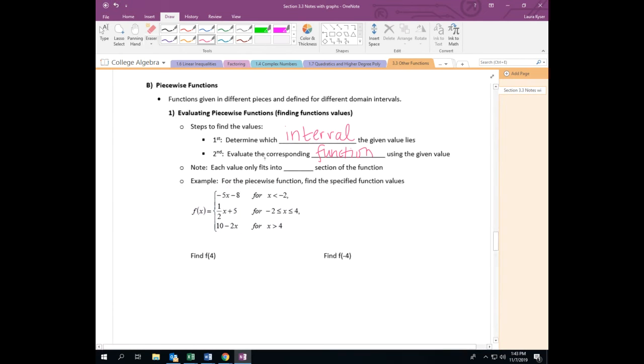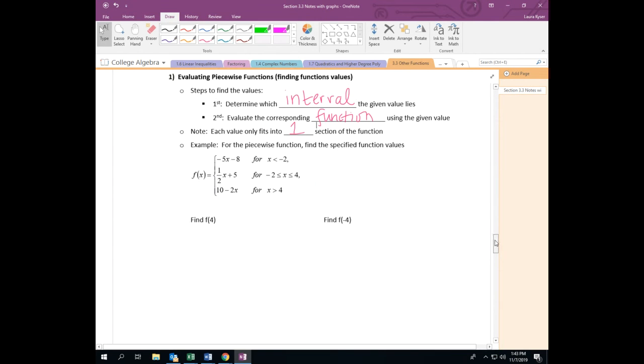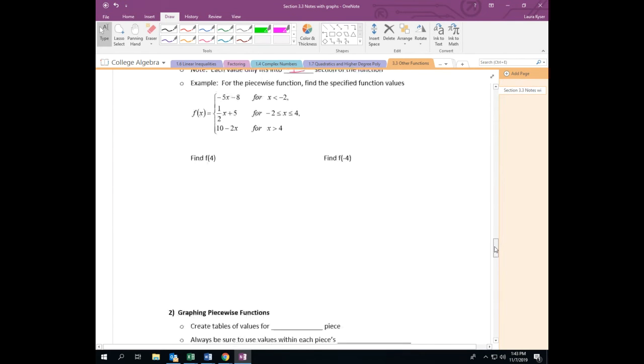It is very important to note that each one of these particular examples will only have one solution because each value only fits into one section of the function. So it's not going to go into all three. It will go into one of the three. Some piecewise functions have 3 parts, some have 8 parts, some have 2. It just depends. But there's going to be more than one function involved in the piecewise function, but only one substitution actually done. So, for example, we have this piecewise function here.